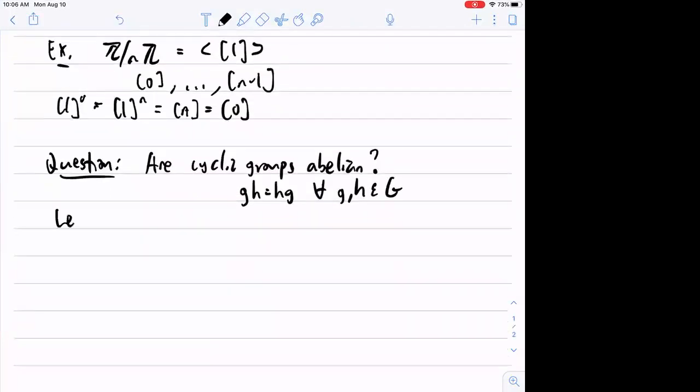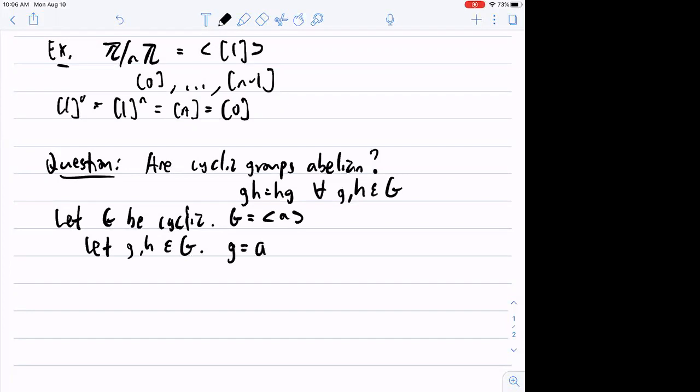Let G be cyclic. Since G is cyclic, G is generated by one element. Let's call it A. Now let G and H be arbitrary elements in G. Then by definition, G is A to some power, K, and H is A to some power. Let's use J. That's what it means to be cyclic: every element is a power of your generator. From here, it's clear that it's abelian.